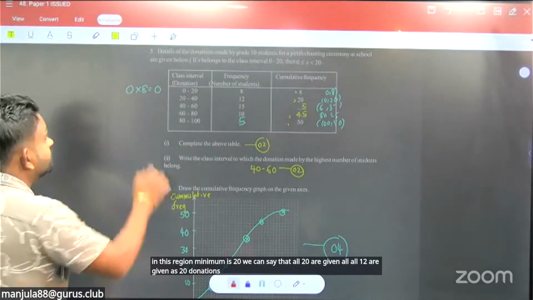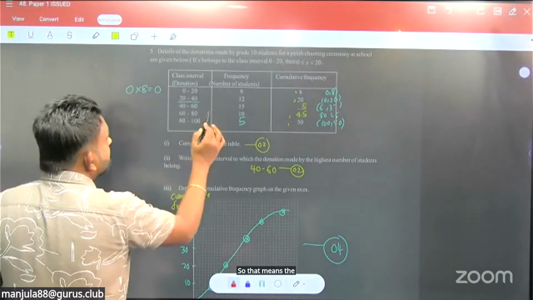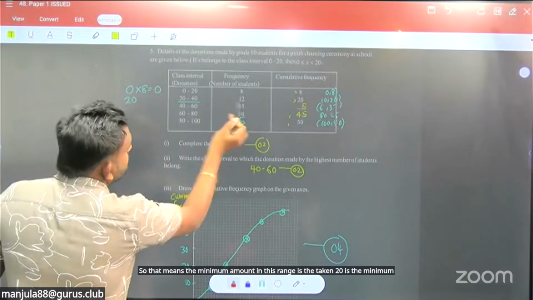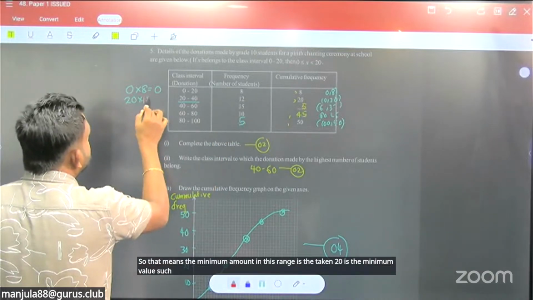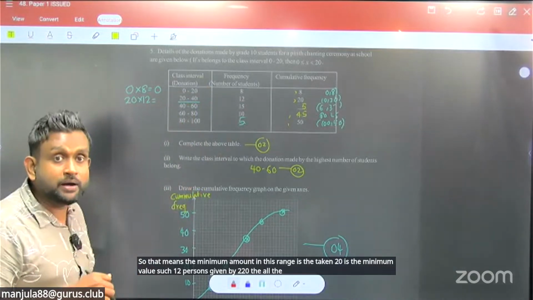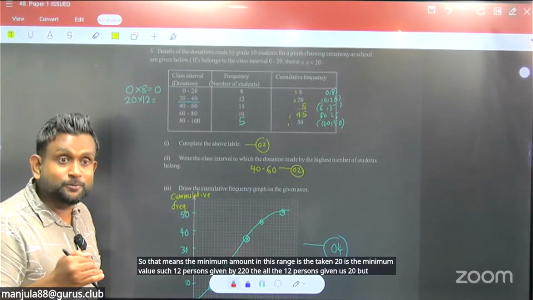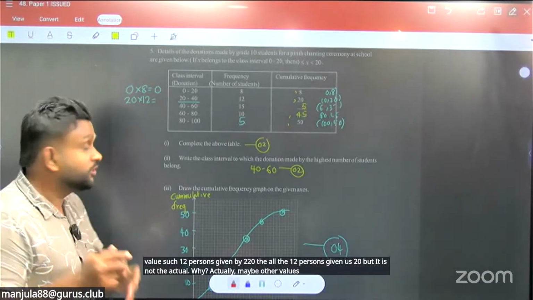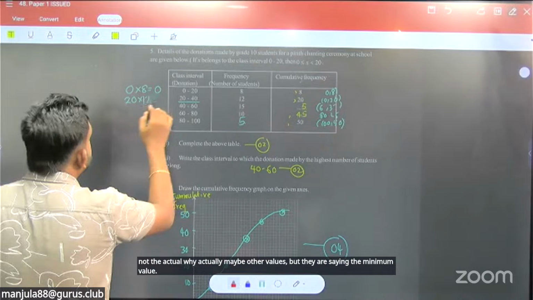So the minimum amount in this range is 20, so all 12 persons gave 20, but it is not the actual value. Actually, there may be other values, but they are asking for the minimum value. Then 12 into 20, you can take that as 240.